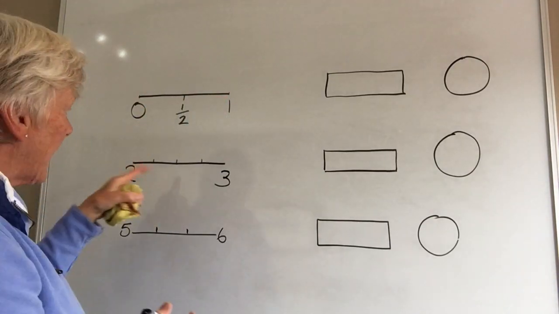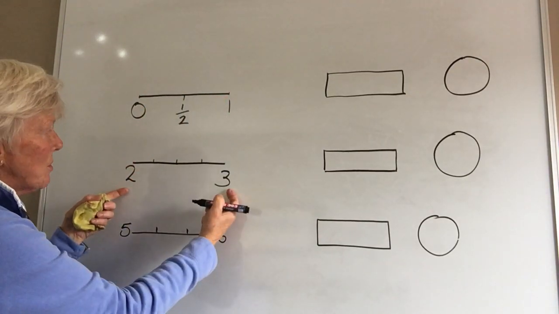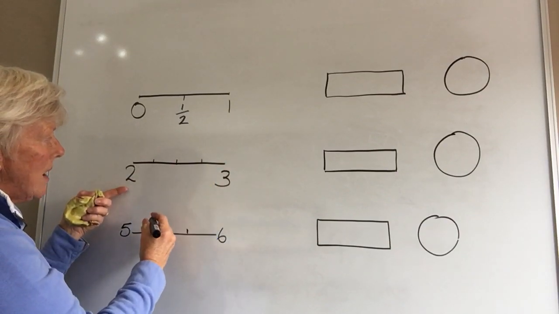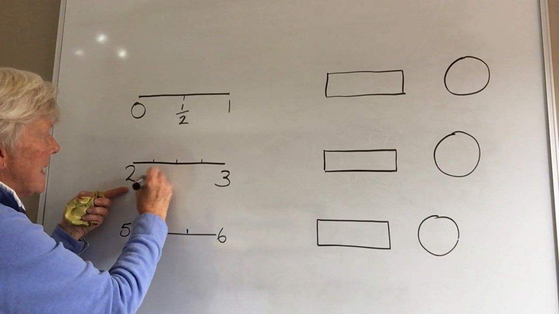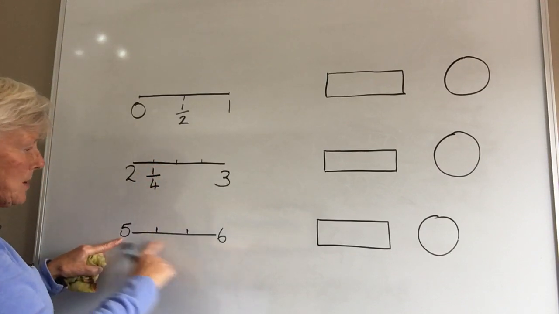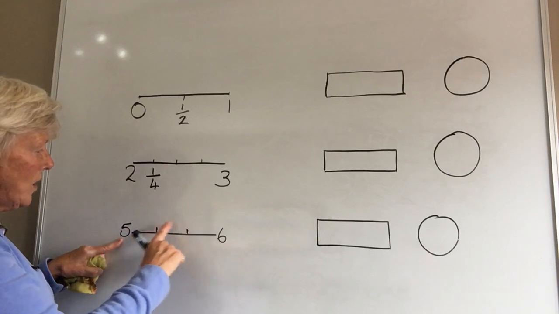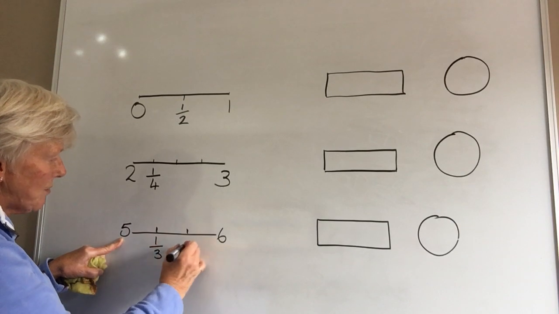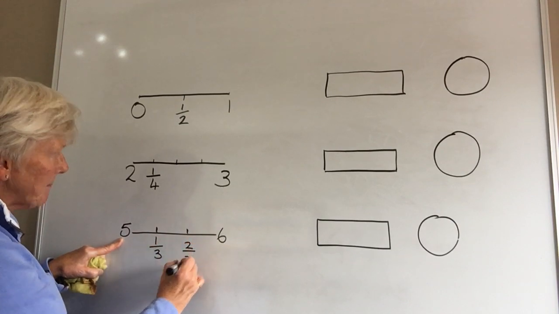make my whole. Here, let's see, between our numbers 2 and 3, we've divided the line into 1, 2, 3, 4 equal parts. Each of these parts represent then one of those 4 bits. Here, between 5 and 6, we've got 1, 2, 3 parts. So these parts represent 1 of 3, 2 of 3.